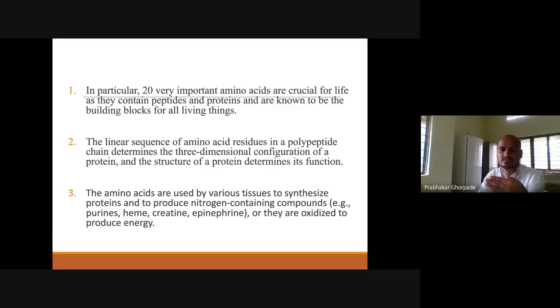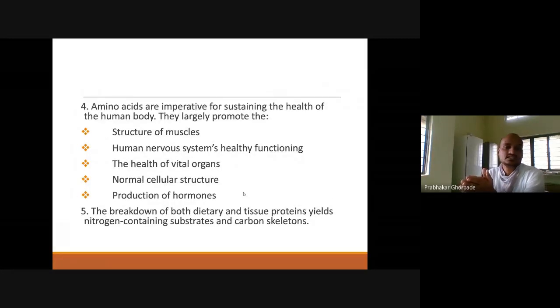So our nervous system is very connected with these amino acids. If we have this particular amino acid and it can synthesize epinephrine, then the animal can respond to stress. It is a very good response that the animal can respond to stress, right? So it can maintain life. Amino acids are imperative for sustaining the health of a human body. They largely promote the structure of muscle. Muscle structure we saw. Human nervous system, healthy function, human as well as animal nervous system function.